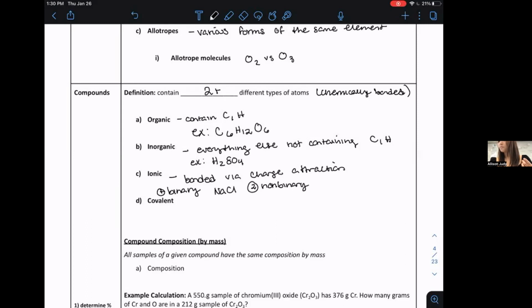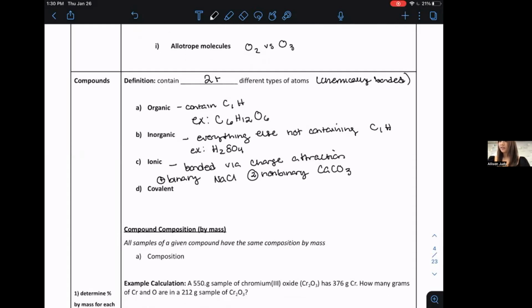Let's do calcium carbonate. That is a 3-element ionic compound: calcium, carbon, and oxygen. Then you have covalent. This is bonded via sharing of electrons. We're going to study that real closely later. An example would be glucose as well, C6H12O6. Most organic compounds are covalently bonded, but not all.